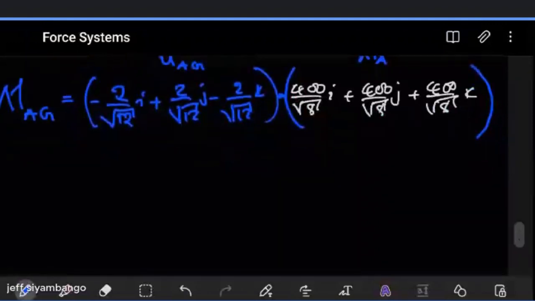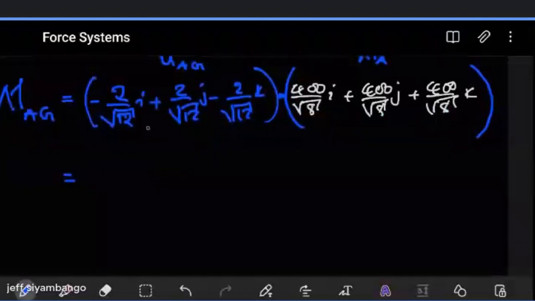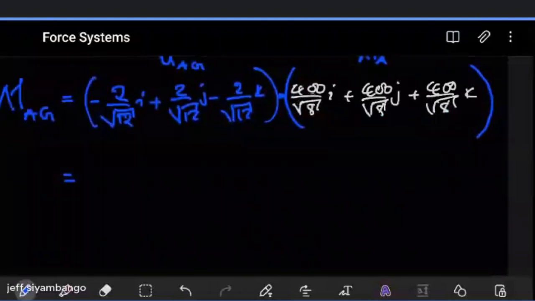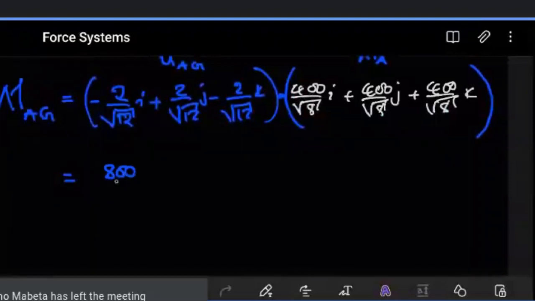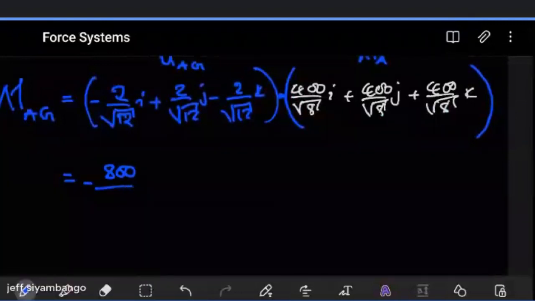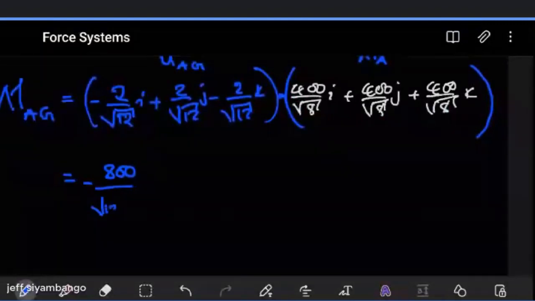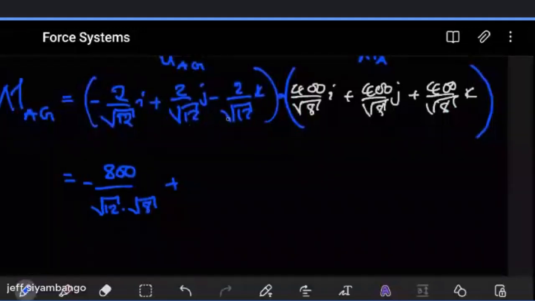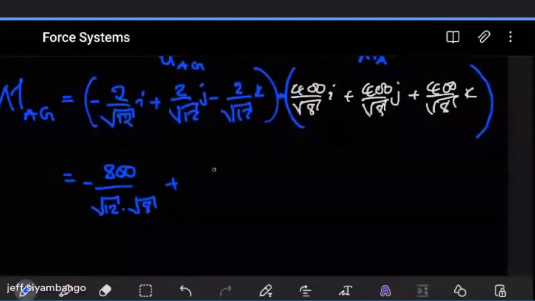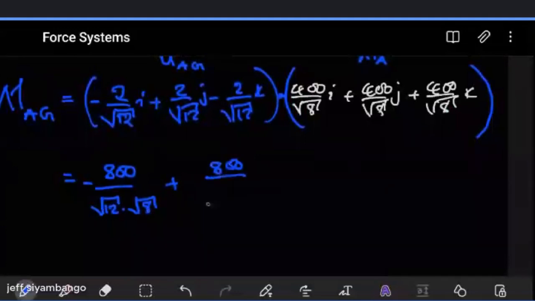So the last part, multiply like for like again. This is a dot product. So 2 will multiply the 400, so that becomes 800. Of course, this is positive, this is negative, so this is going to be minus 800 over root 12 multiplying root 8. Then this is going to be plus the 2 over root 12 here. J will multiply the 400 over this. Again, it's like for like. This will still be 800 here over root 12 again, multiplying root 8.